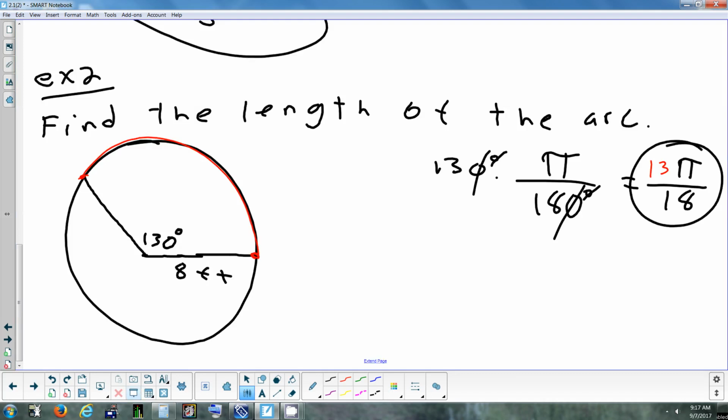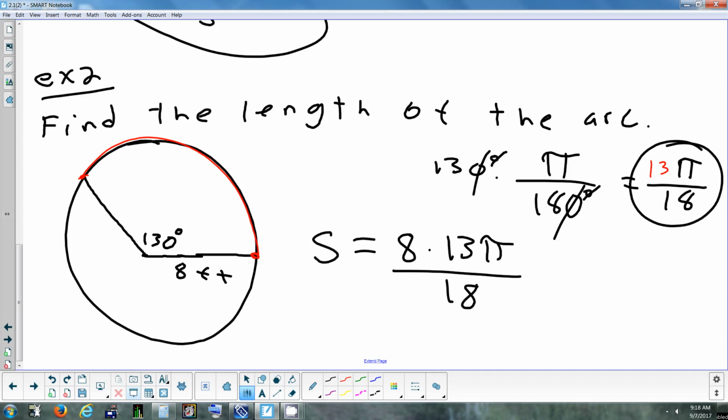Now from here, it's just like the last problem. Just fill in what we know. S equals, Emily, what's my radius in this one? 8. Yep. So we got, our radius is 8. My angle is 13 pi over 18. It doesn't matter, you put the whole thing over 18, it's the same.